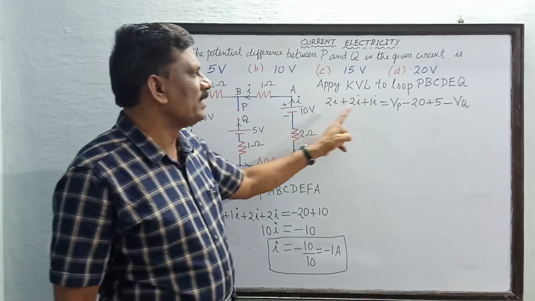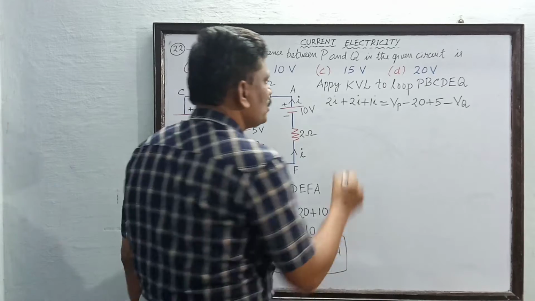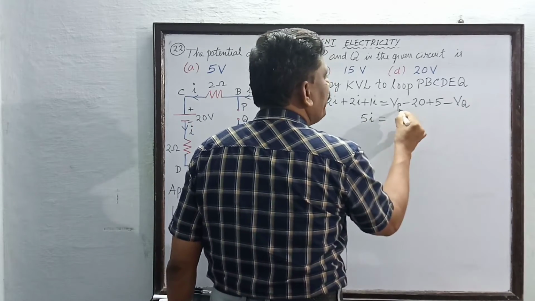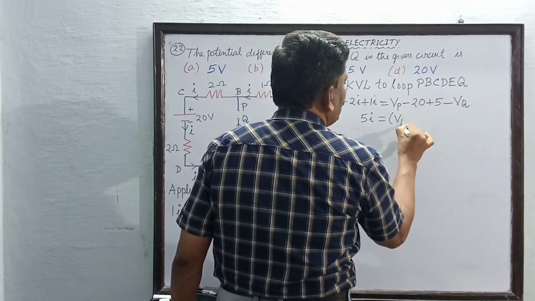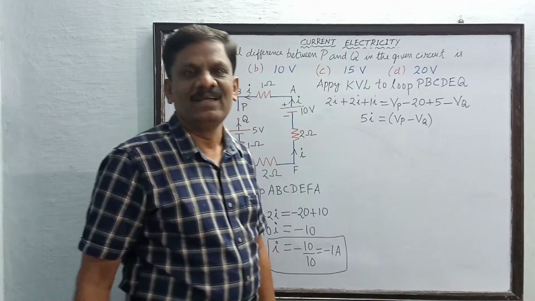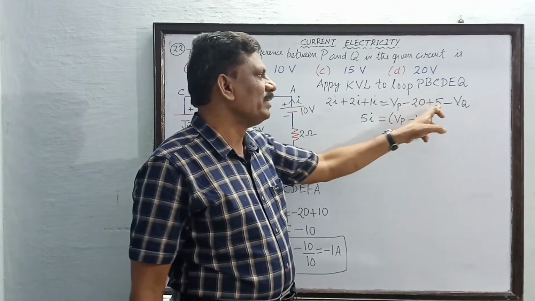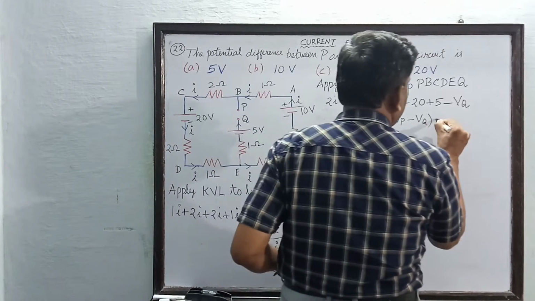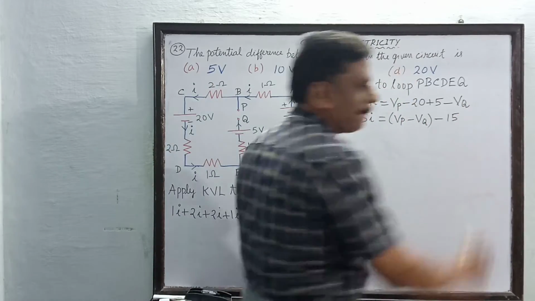So this is the expression. Left side is 2 plus 2 plus 1 is 5, so 5I. This is equal to Vp minus Vq, which I need, so I have put Vp minus Vq in brackets. What are the remaining terms? It is minus 20 plus 5. Is it minus 15? So I will write here minus 15.